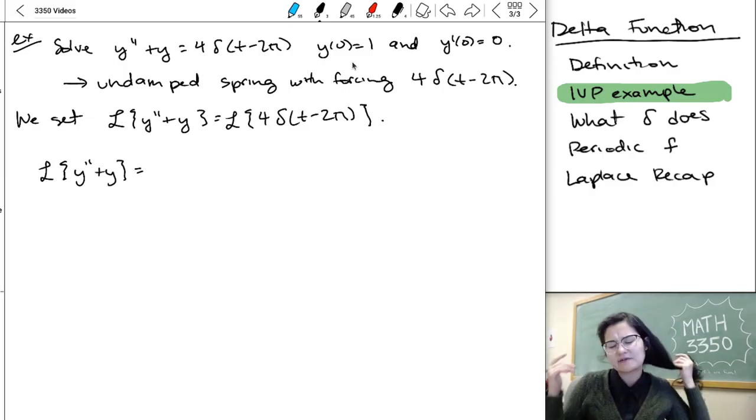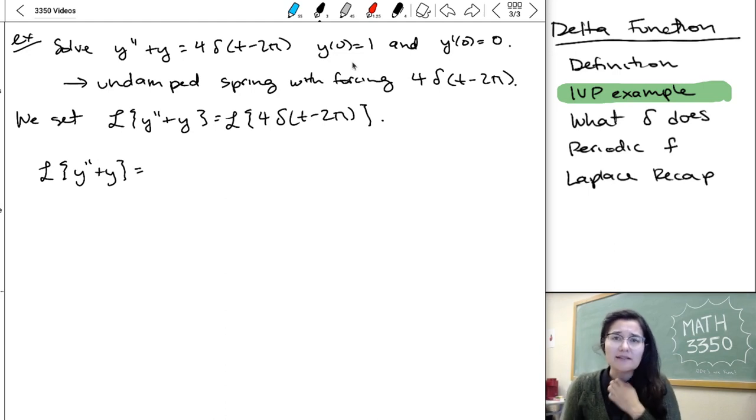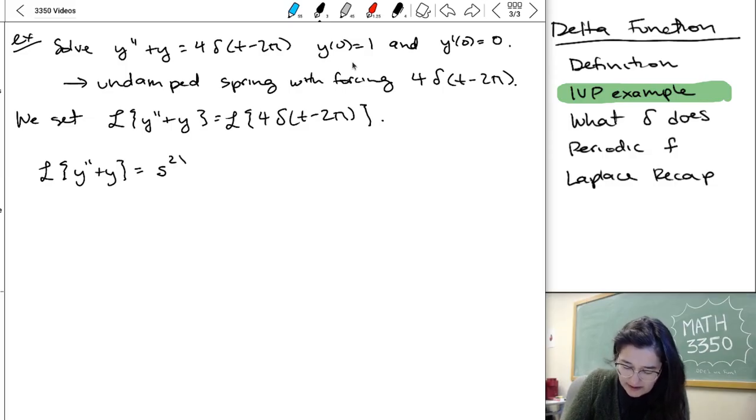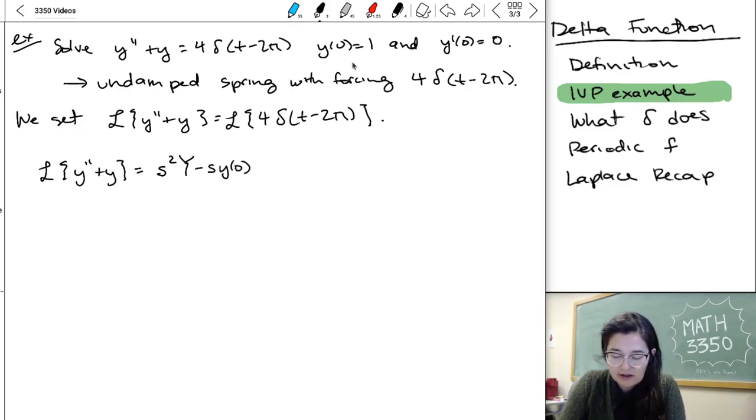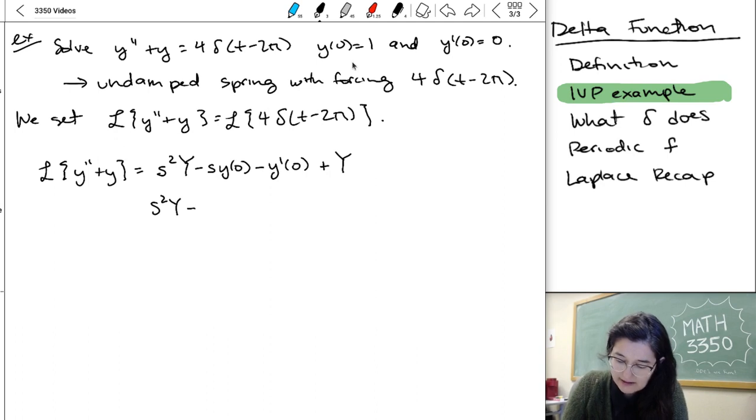We usually did x's for springs, but I don't like having to write those capital X's, so we're doing y today. Second derivative is s squared times our Laplace variable minus s times our initial condition minus 1 times our second initial condition. And then Laplace of y is just capital Y. And so plugging in our values, we would get s squared Y minus s times 1, and the y prime of 0 goes away, plus Y.